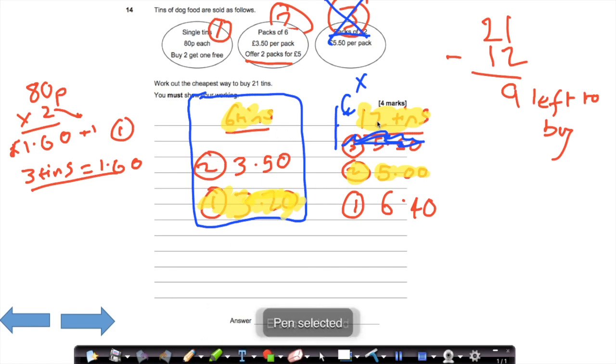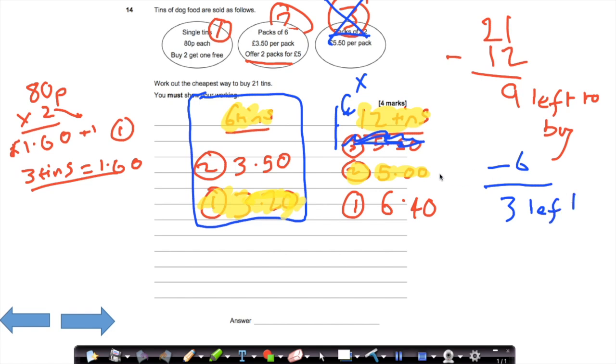So once we've bought 12 tins, and then we've chosen, well, we can get 6 more tins for £3.20, we now have, so minus 6 to this, and we need 3 more tins. So 3 left. So we've chosen this one, and we've chosen this offer, so £5 and £3.20. Well, we need 3 more tins.